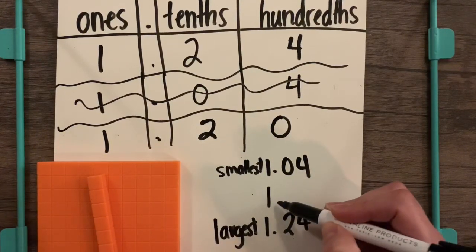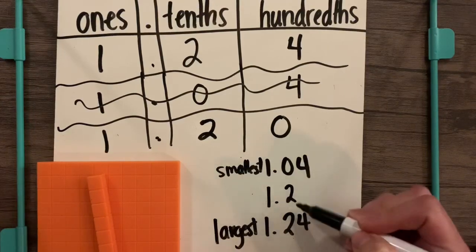Leaving us with 1 and 20 hundredths, or 1 and 2 tenths in the middle.